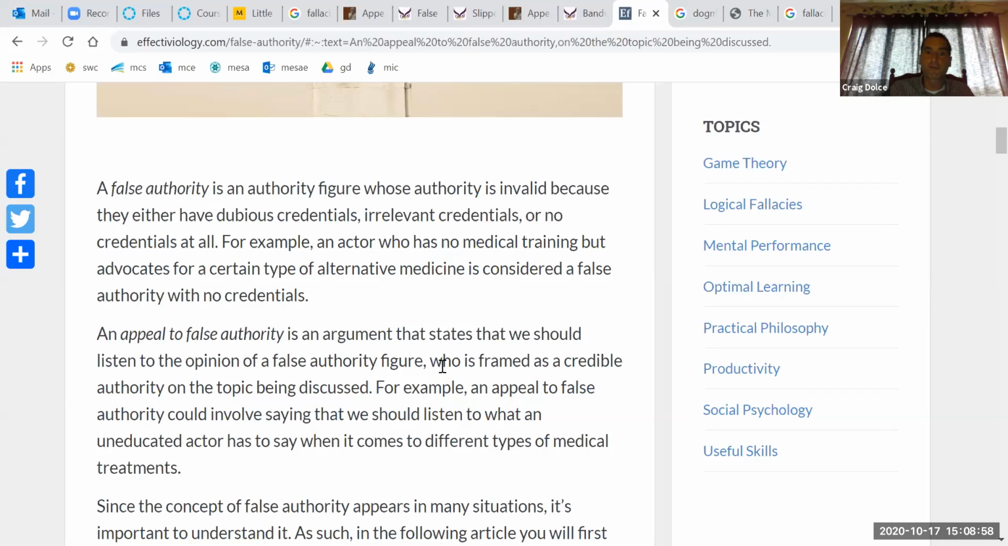An appeal to false authority is an argument that states that we should listen to the opinion of a false authority figure who is framed as a credible authority on the topic being discussed. Whenever you see famous people advertising or trying to market a product, you have to ask yourself, are they an authority? I mean, you look at somebody like Michael Jordan, right? Obviously, he's an authority on basketball sneakers, but is he an authority on what breakfast cereal you should eat or what kind of undershirts you should wear, right? I know he's for Wheaties and Hanes.